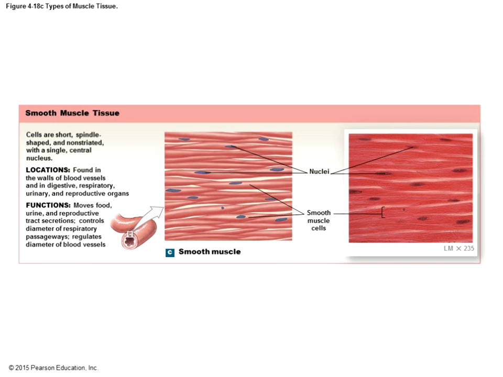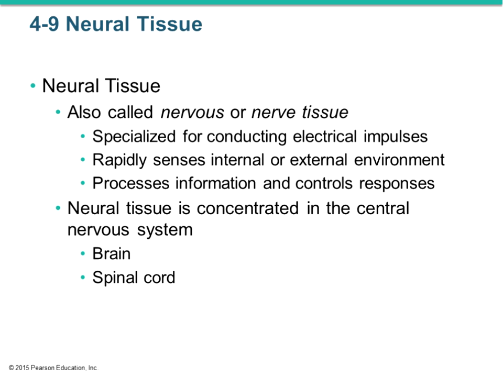It has a single nucleus for each cell. So pretty distinctive in terms of that one. All right, so you can see locations and functions, smooth muscle. You have a good grasp on that. Finally, the last tissue type is nervous tissue.